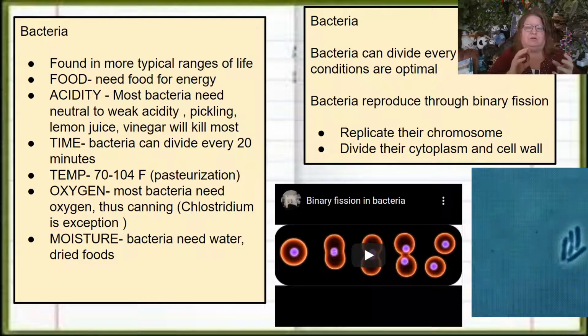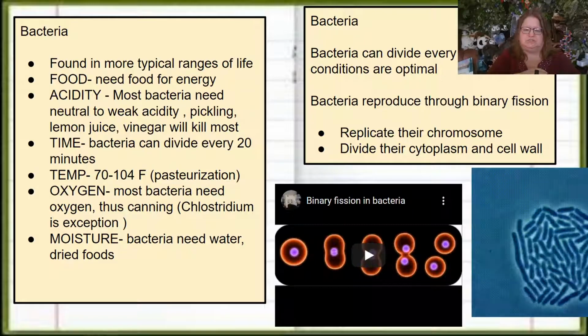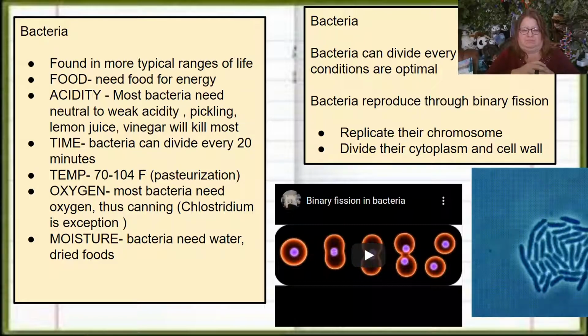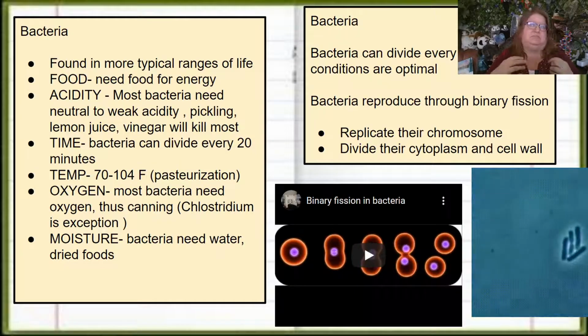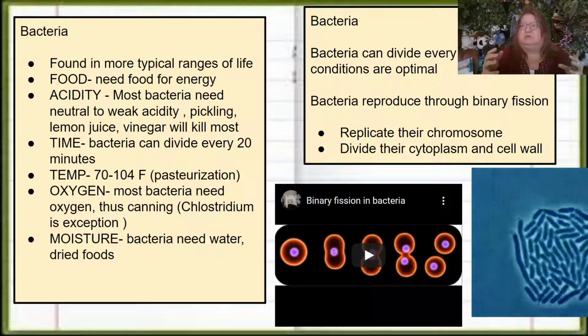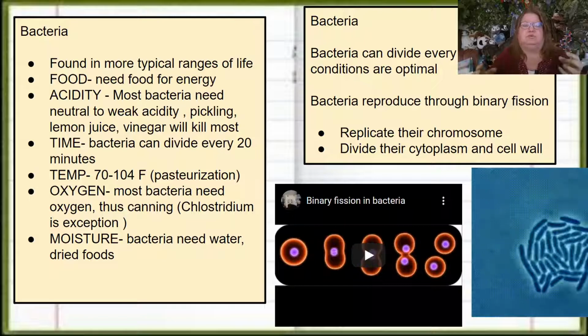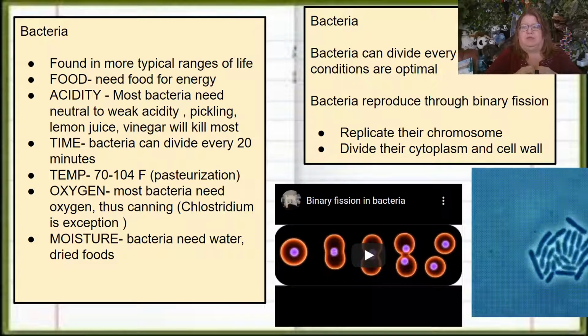They would require a pretty neutral pH, although some do like weak acidity conditions, which lets us preserve food by pickling. Pickling with vinegar will kill most bacteria, and that's before we had refrigeration and freezers. That was the way that most of our vegetables and even meats to some degree were pickled, and that allowed them to be preserved throughout winter.